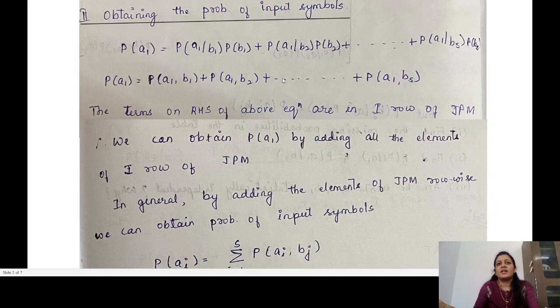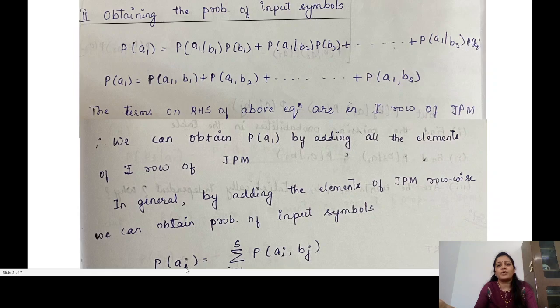That is what we are saying here. The terms on the right hand side of the above equation are in the first row of the joint probability matrix. Therefore, we can obtain the probability of A1 by adding all the elements of the first row of the joint probability matrix. In general, if I am interested in P of Ai, I have to consider the ith row and combination of all the columns. So here the value of j will vary between 1 to S, and if I am interested in A1, here also I am considering A1.